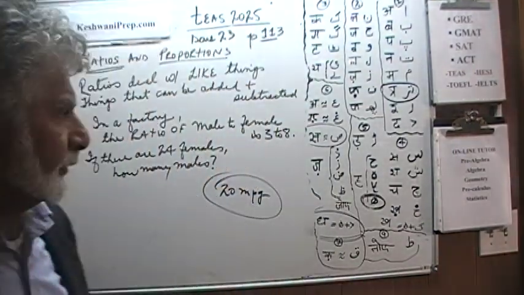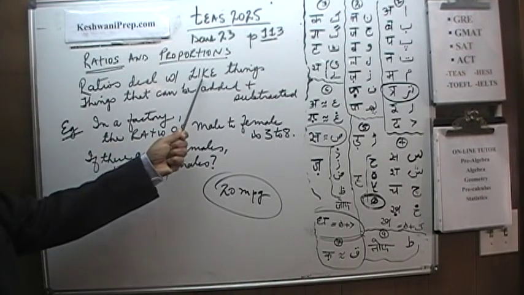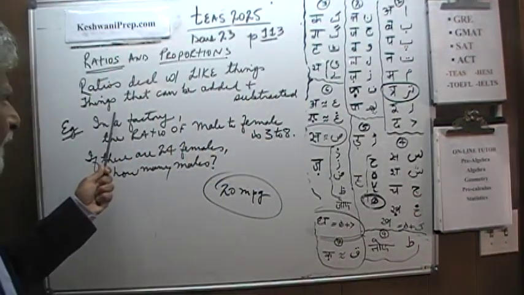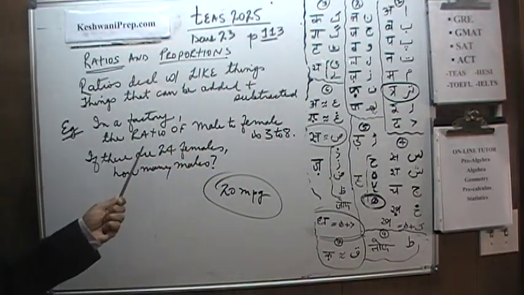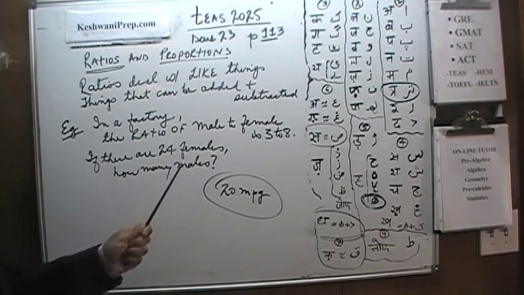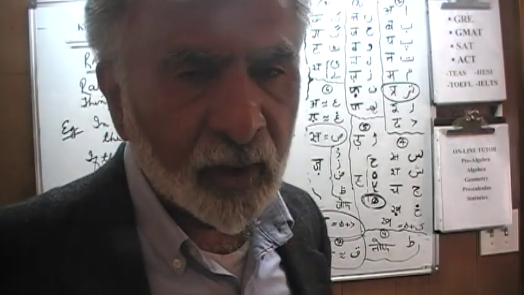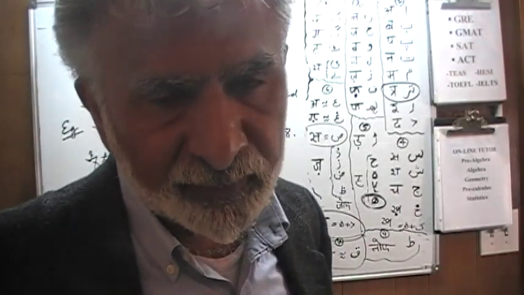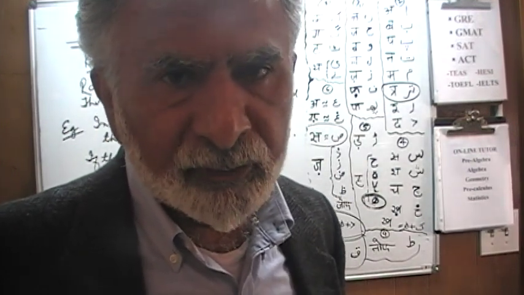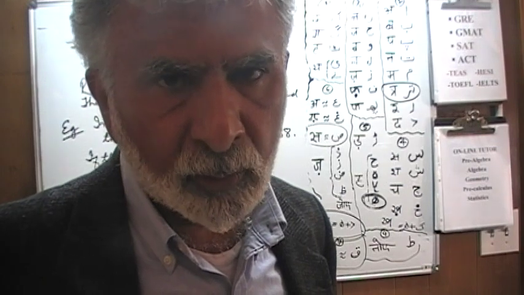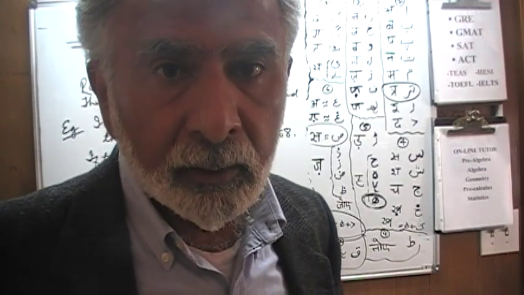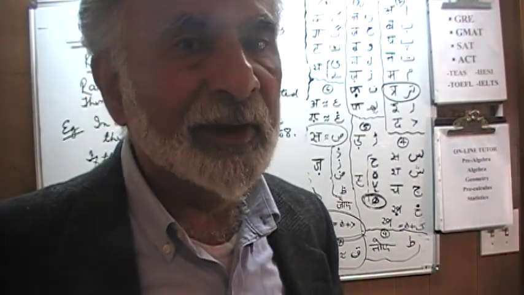Let's learn ratios today. Ratios deal with like things, and by like things we mean things that are similar, things that can be added or subtracted. For example, with males and females, we can ask how many total people there are. We can add blue candies and red candies, red cars and blue cars, students and teachers. Those are called ratios.